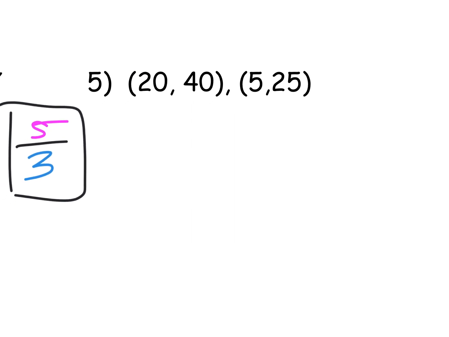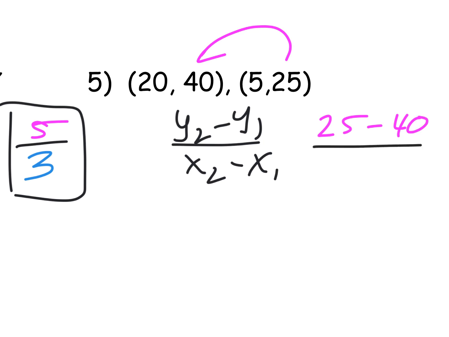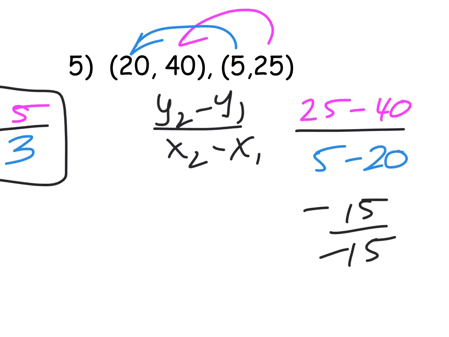Okay, number 5, once again, this is just a straight up y2 minus y1 over x2 minus x1. So 25 minus 40 for my numerator. And then 5 minus 20 for the denominator. So that gives me negative 15 over negative 15. Oh yeah, so this one we do need to simplify. Negative divided by a negative is going to give you a positive 1 for the simplified slope. If you say 1 over 1, that's fine, if you want to do that. But technically, because you are talking about slope, which is a rise and a run, it would be better if you simplify it to the whole number.